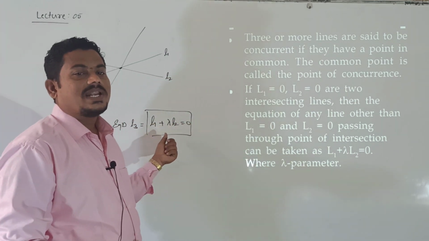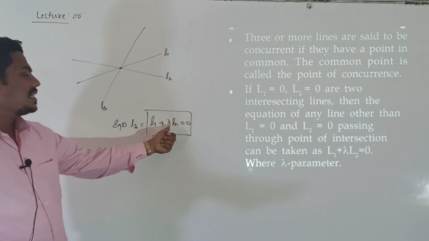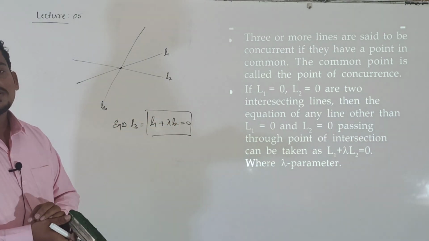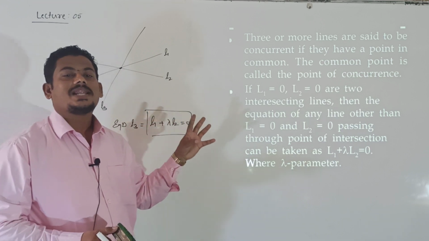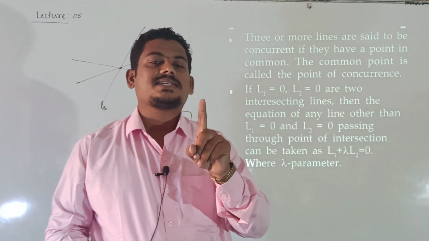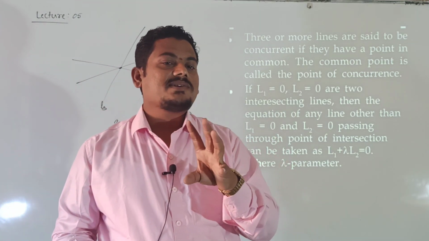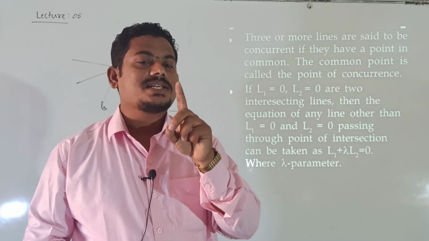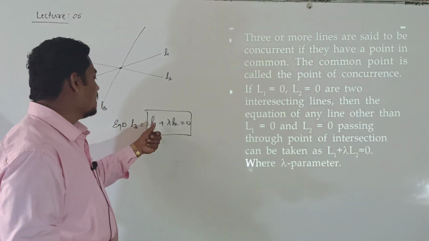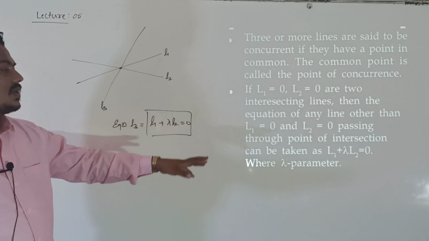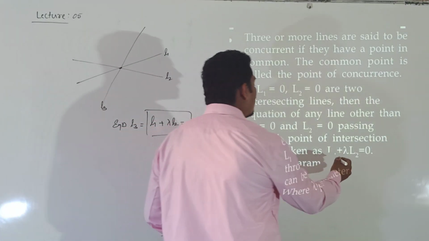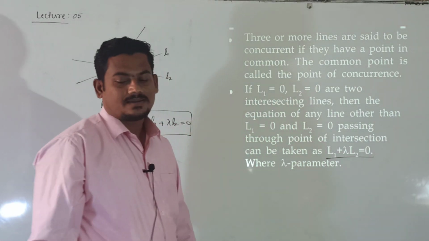Any constant is one number. L1 plus lambda times L2 gives the equation of a line passing through the intersection of the given two lines. The equation of a line passing through the intersection of given two lines is L1 plus lambda times L2 equal to 0, and here lambda can be any real number.